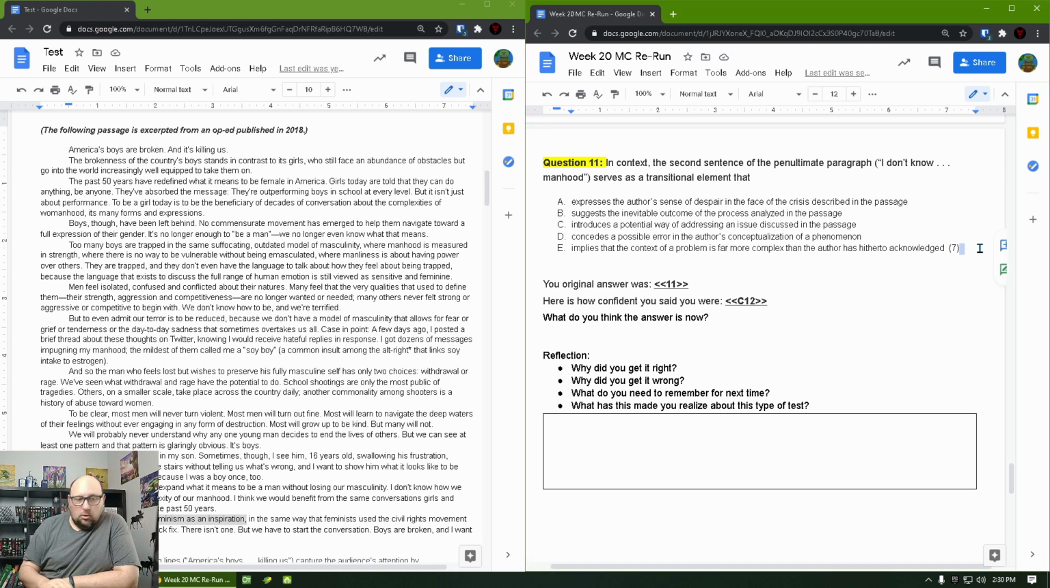E, also a wrong answer, implies that the context of the problem is far more complex than the author has hitherto acknowledged. For this to be true, he would have to be saying that things were a lot more complex than he had mentioned. So for that to be true, he'd have to be saying, okay, I said this, but there's a lot more to it than just that. Oh, I was being too simple, or oh, I was breaking it down too far.